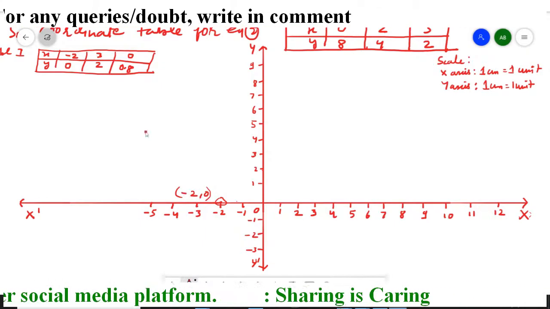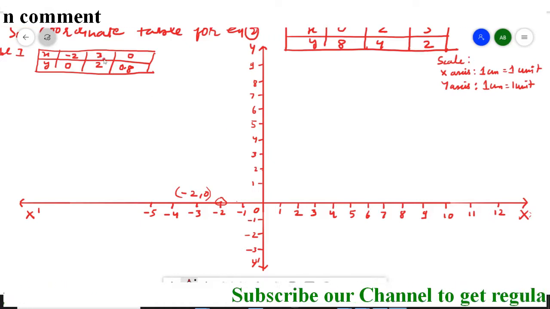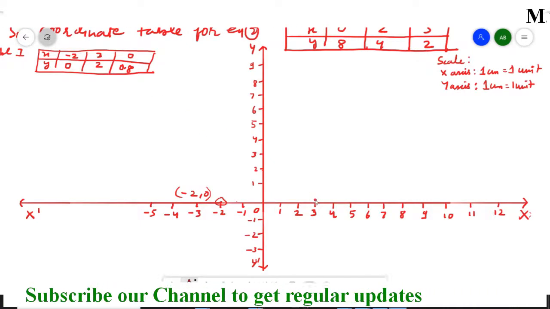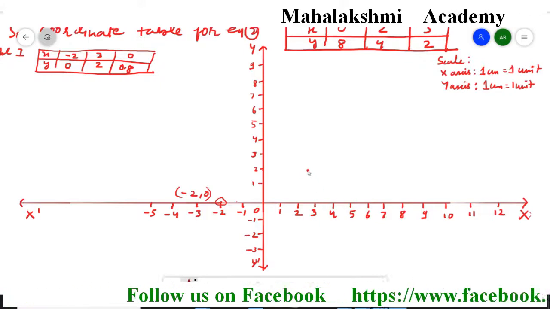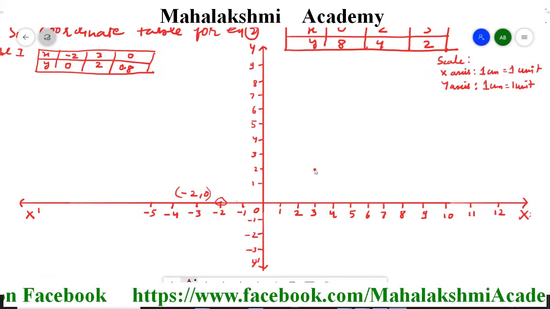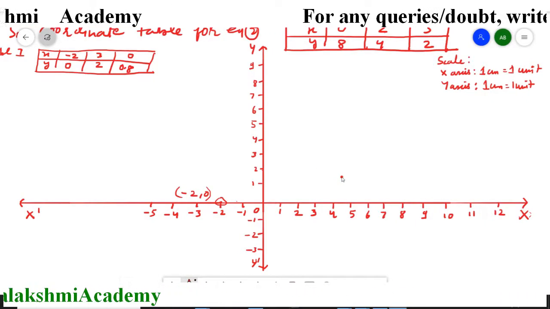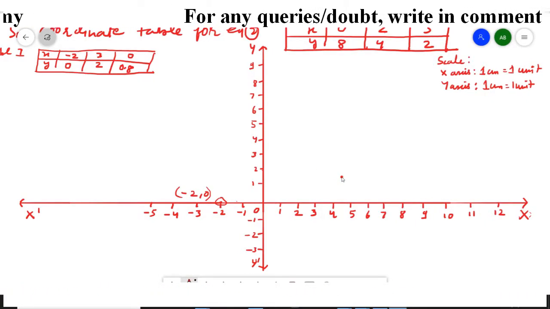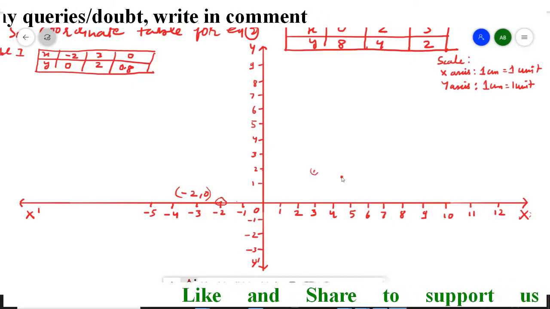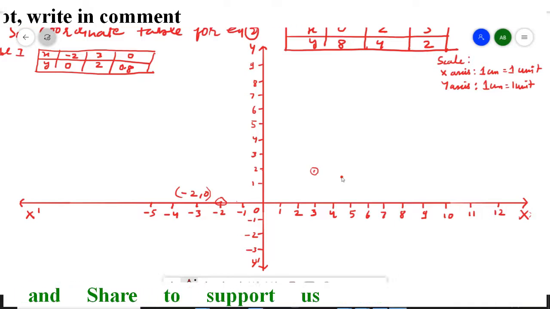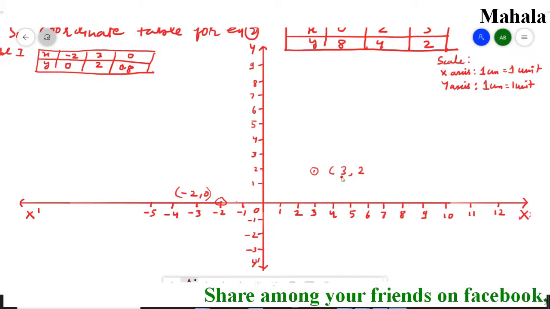It's very necessary. Now the second point is 3, 2. So x is 3 and y is 2. So near about here we have to locate the points. So we'll write the coordinate here. X is 3 and y is 2.